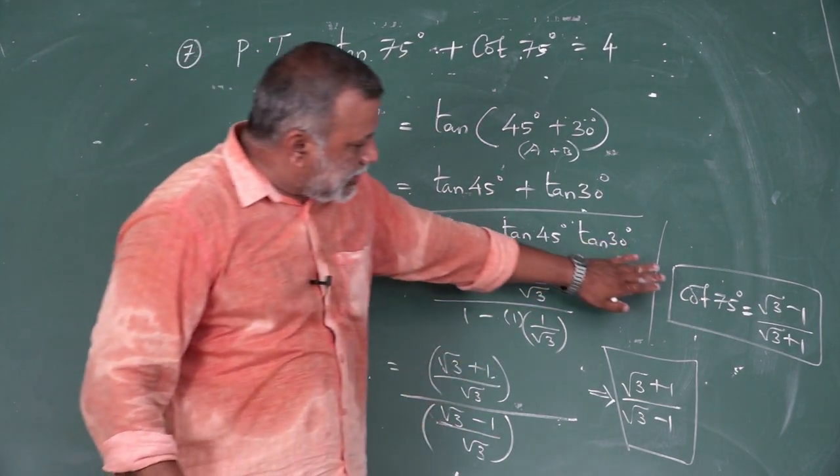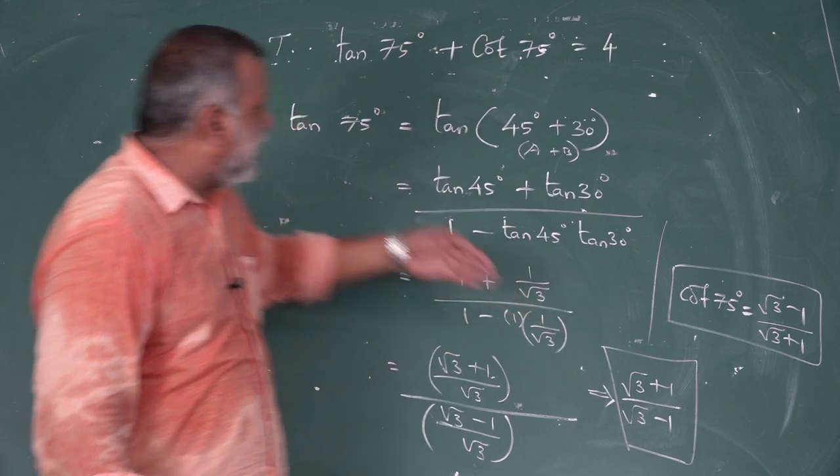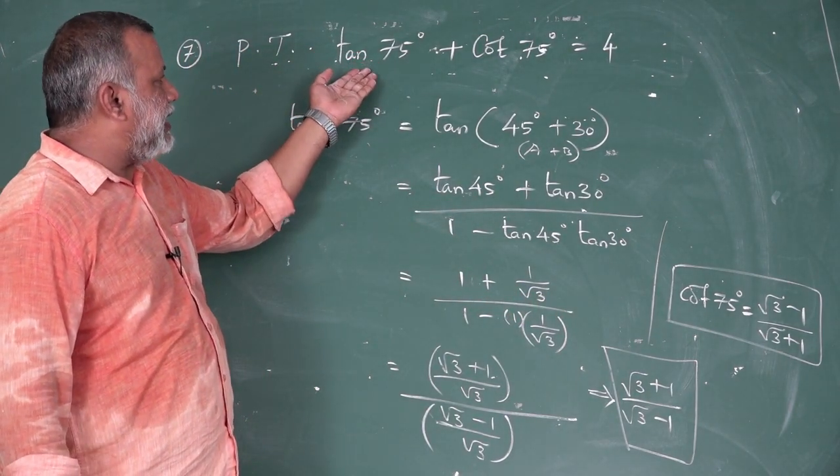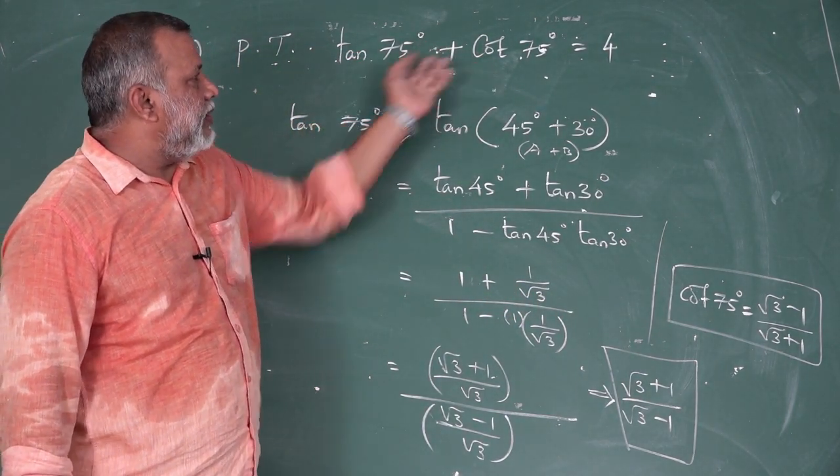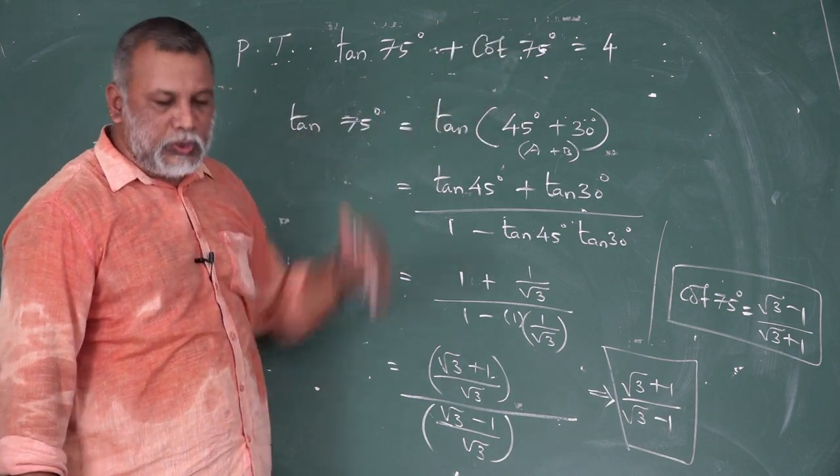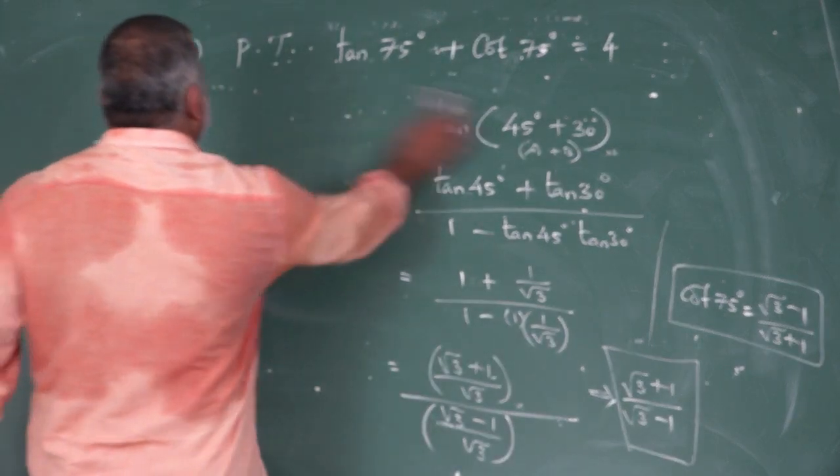Now we are going to substitute these two values in our given question. See here tan 75, cot 75. We are adding these two values. It will produce 4. How? Check your result.